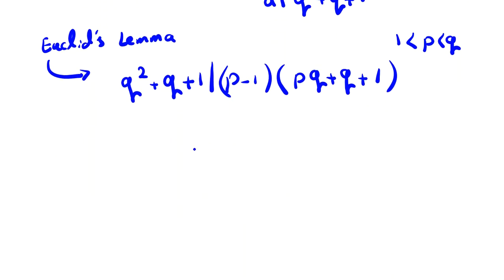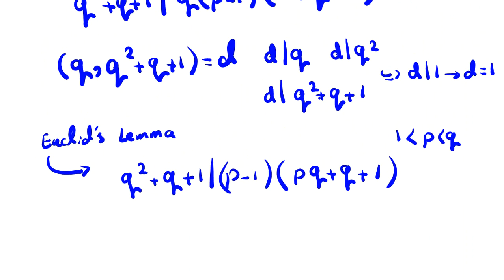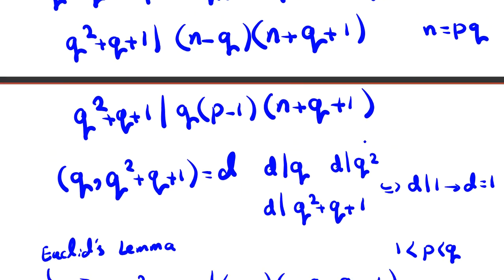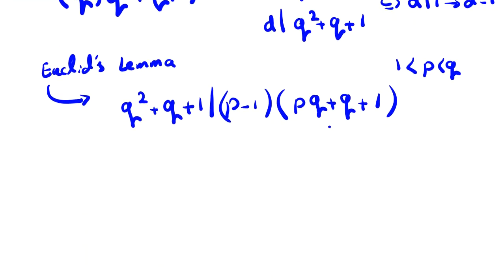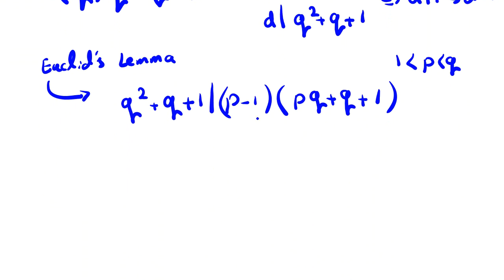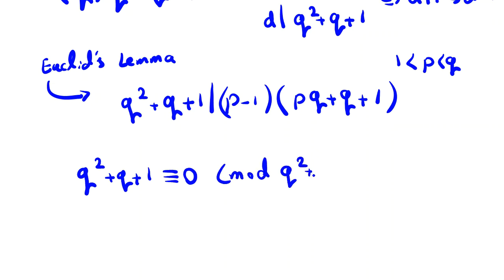We can say it is pq here, we had n plus q plus 1. So we want to see, can we write a better thing instead of this? Okay, so for example, we can say q squared plus q plus 1 is 0 mod exactly the same number, q squared plus q plus 1.